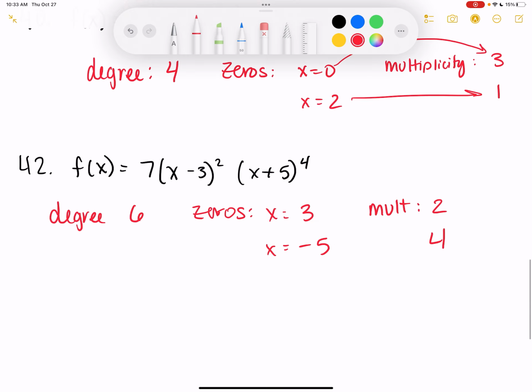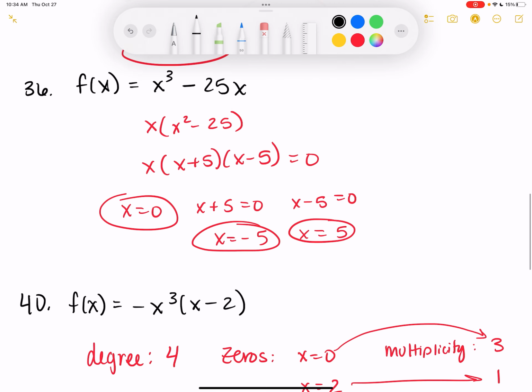So 54. We are given the zeros -2, 3, and -5, and we want to write the function. So we're doing the reverse. Up here, we were given the function and found the zeros. Now you're given the zeros, find the function.